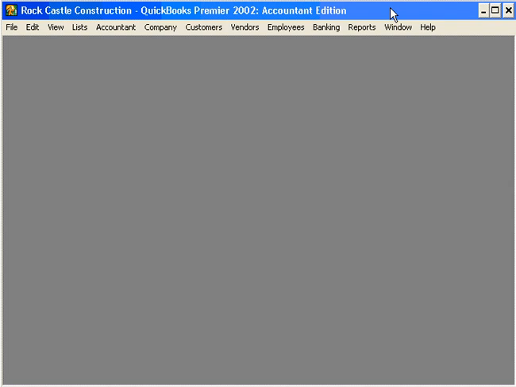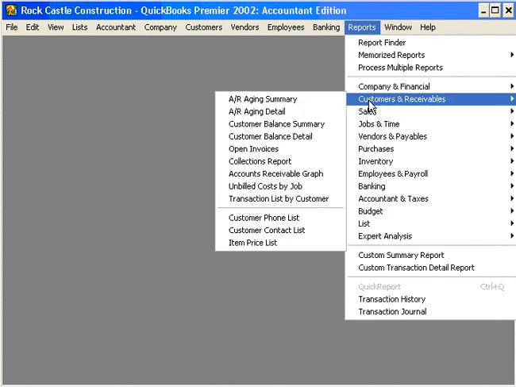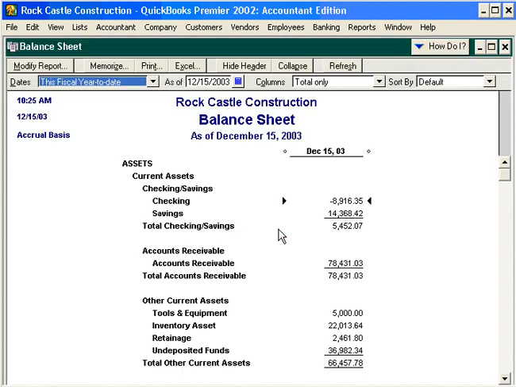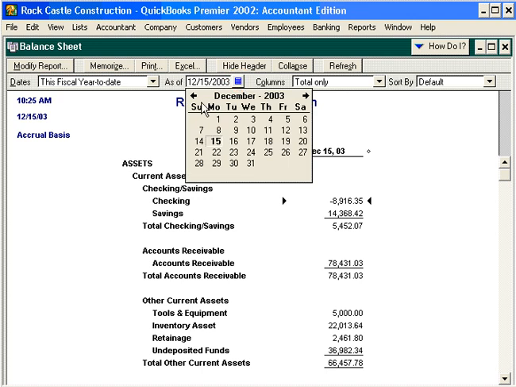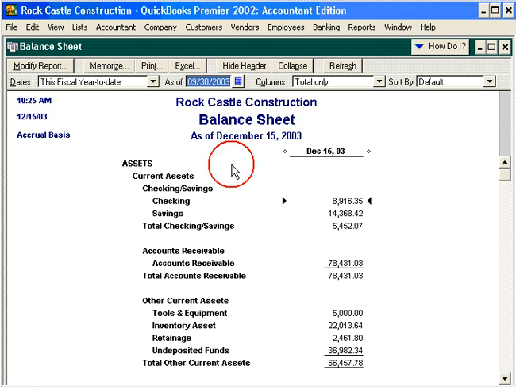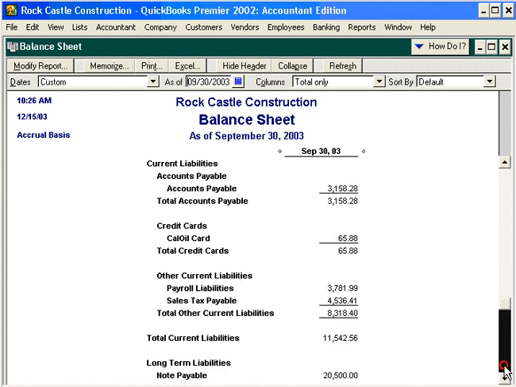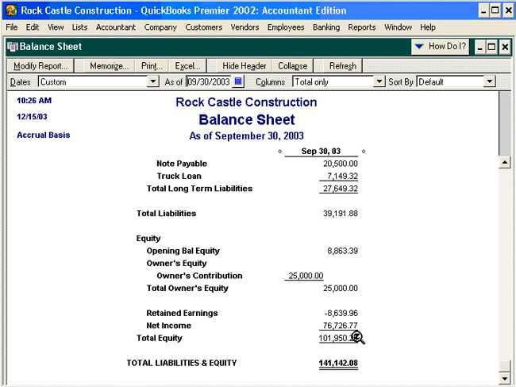To demonstrate this, let's come into Rock Castle Construction, and let's look at a balance sheet on the last day of the year. Rock Castle Construction is on a fiscal year. Their year ends on 9/30. Here's the balance sheet as of the last day of the year.